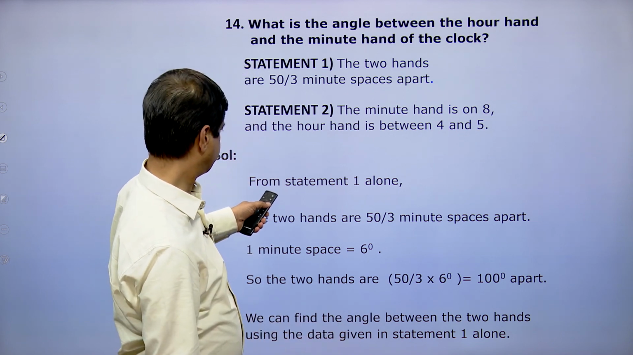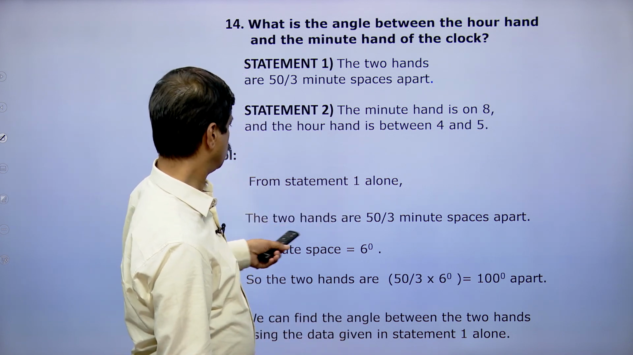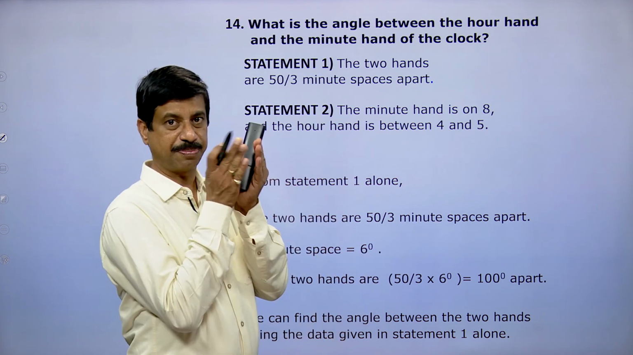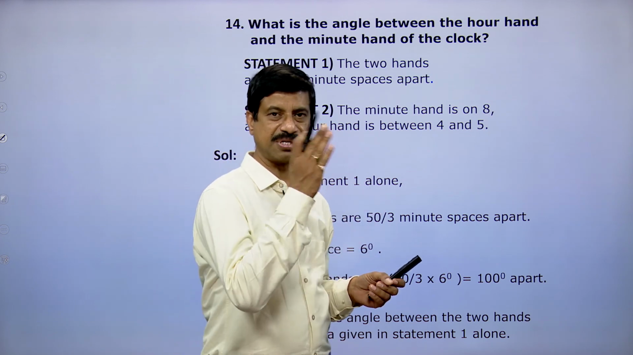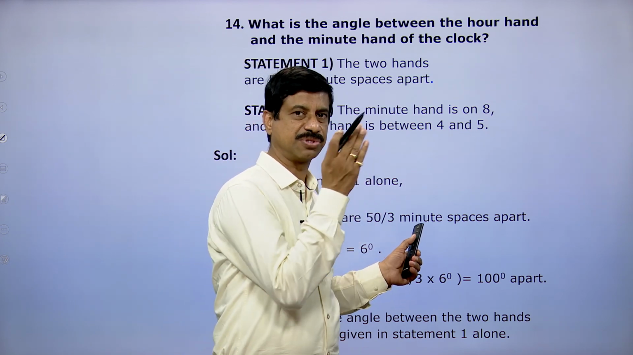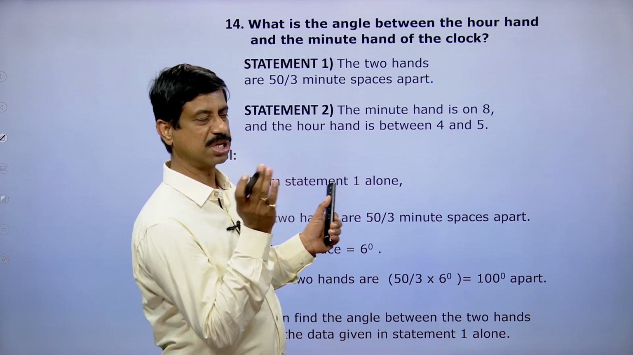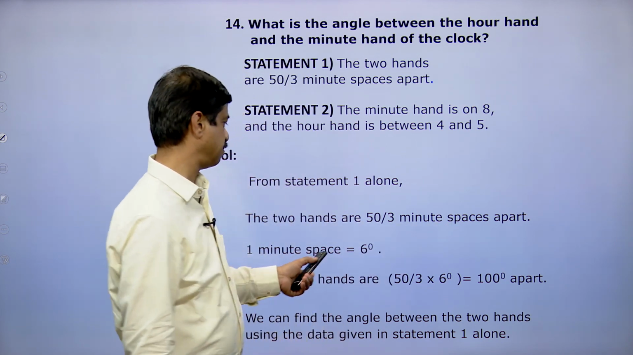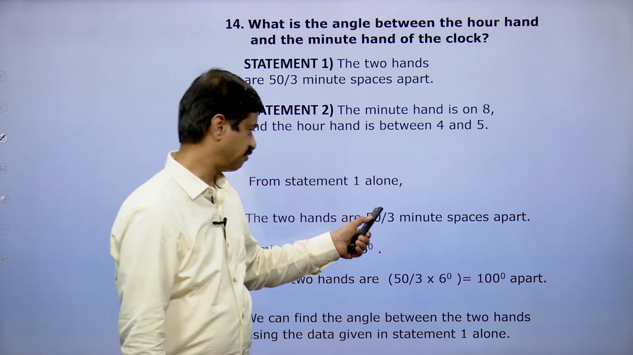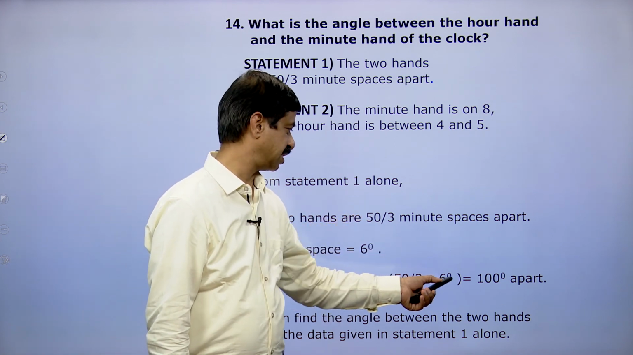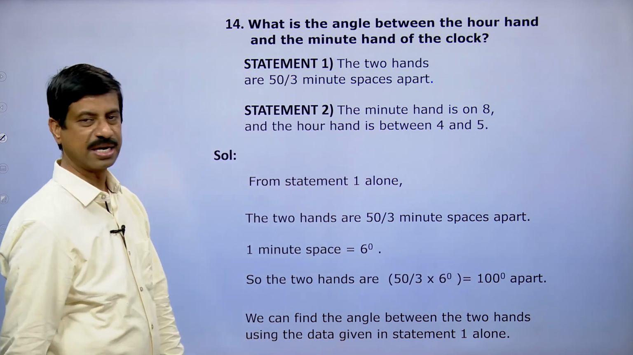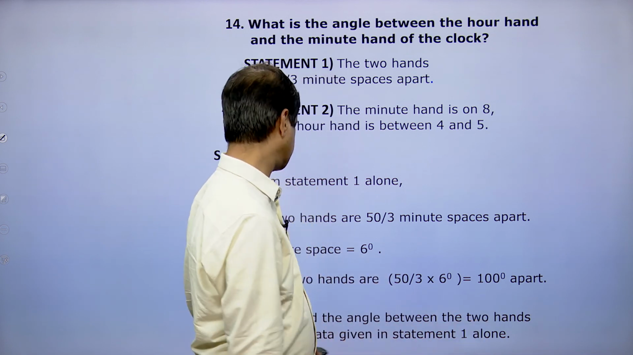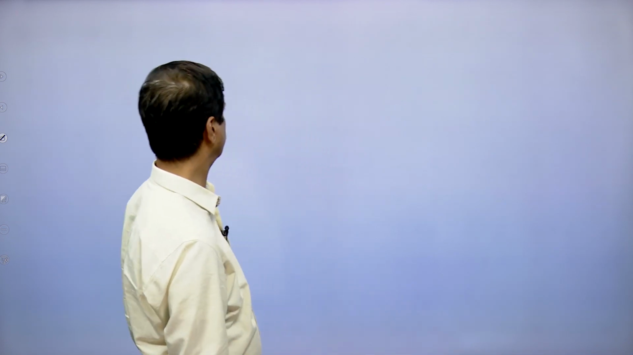Look at this. From statement 1 alone, the 2 hands are 50 by 3 minutes spaced. So, in 1 hour 55 minutes of space is created, because the hour's needle travels through 5 minutes and this travels through 60 minutes, so the total space is 55 minutes. So, 50 by 3 minutes spaced apart means for every minute it is 6 degrees. So, for 50 by 3 minutes it is 50 by 3 into 6 degrees, that is 100 degrees apart. So, we can find the angle between the two hands using the data given in statement 1 alone.